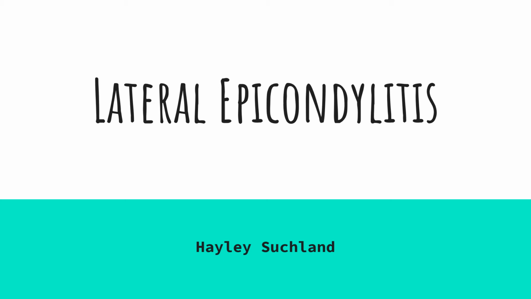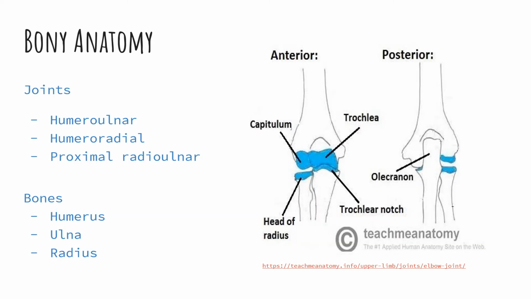Hi, my name is Hayley Suchland and I am doing my presentation over lateral epicondylitis, also known as tennis elbow. For the bony anatomy of the elbow, the joints included are the humeral ulnar, humeral radial, and proximal radial ulnar. The bones associated with these joints are the humerus, ulna, and radius.